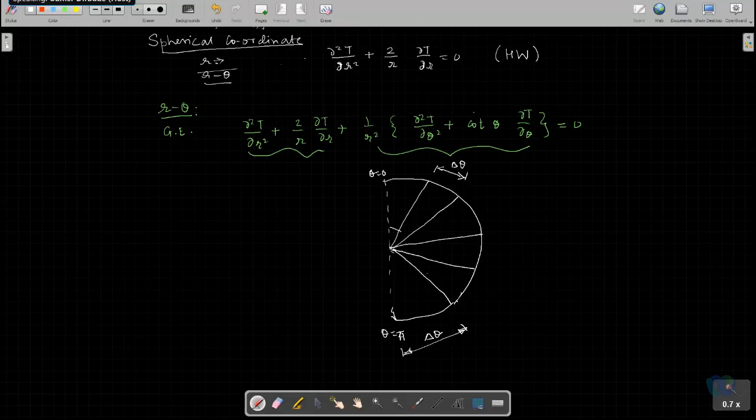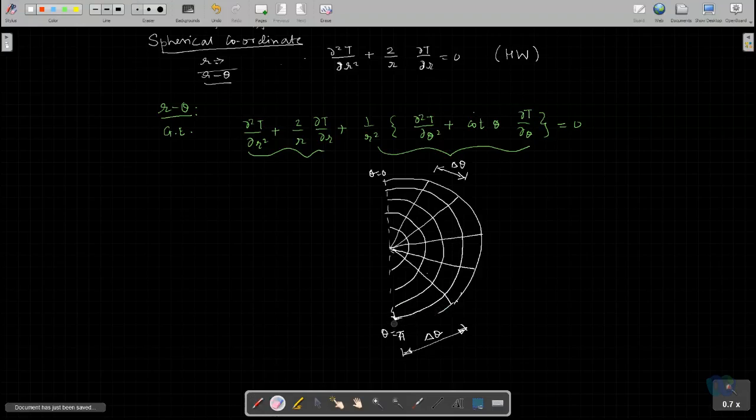And we may have 1, 2, 3. So we can write ij indexing. If I am writing ij like this, I am using j for the radial direction. So ij minus 1 like this, and then this will be i plus 1 comma j, and this will be i minus 1 comma j. So how do you do this?